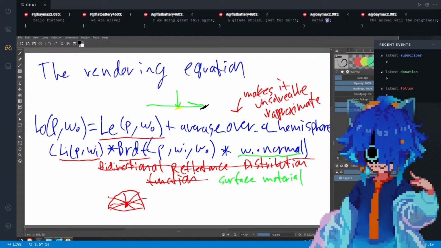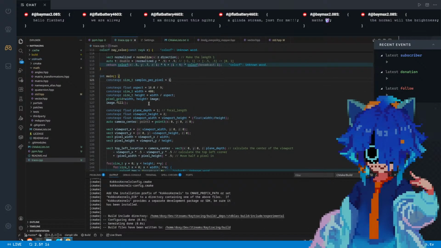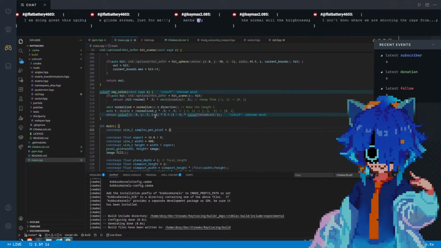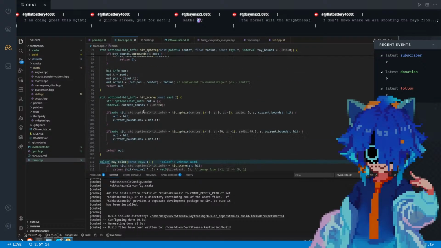So, with all of that out of the way, we're going to start off by implementing what's called diffuse lighting. So, diffuse lighting does a couple of interesting simplifications to this process.